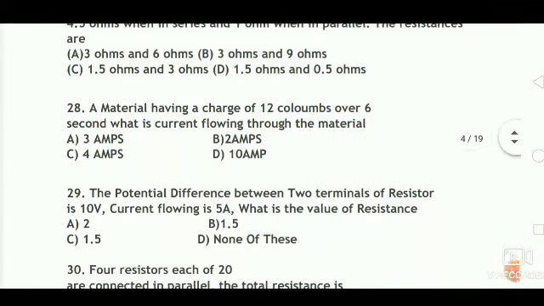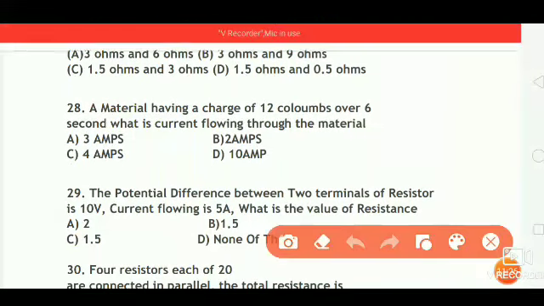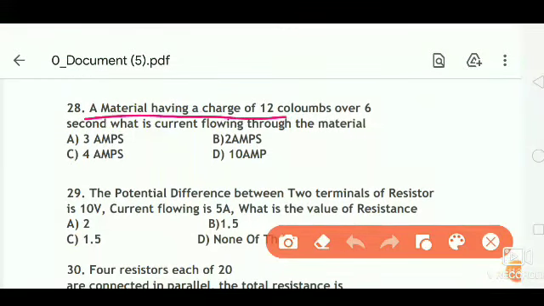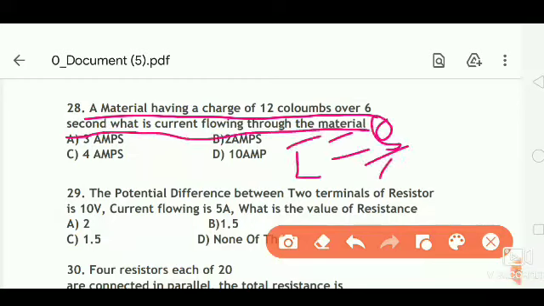So the next question is, a material has a charge of 12 coulomb over 6 seconds. What is the current flowing through the material? We know I equal to Q by T. Here Q equal to 12, and the time T is 6. So here we get 2 ampere.